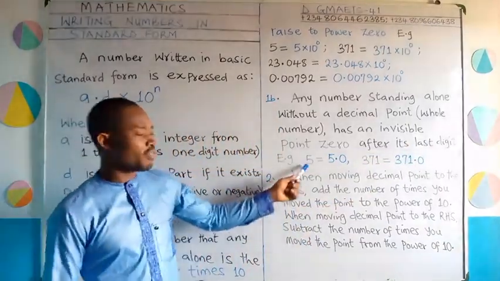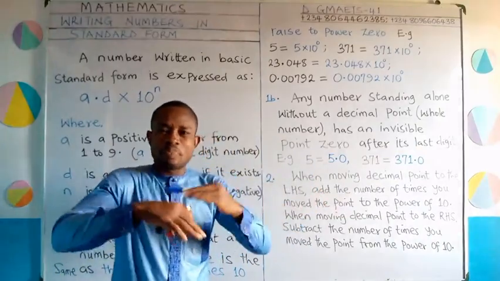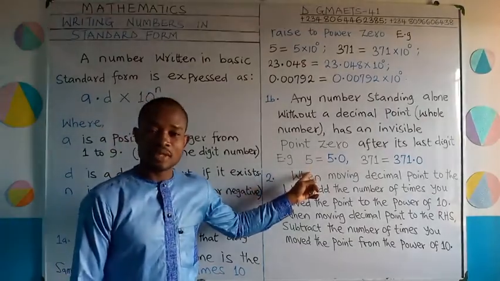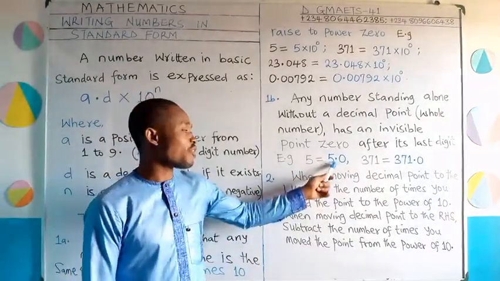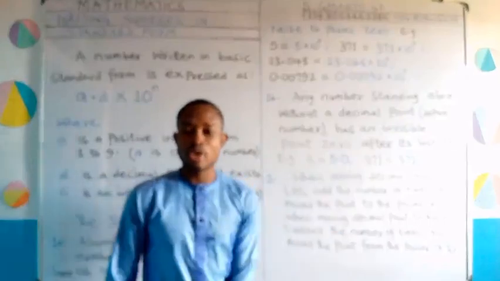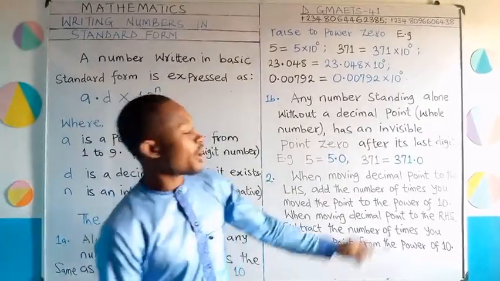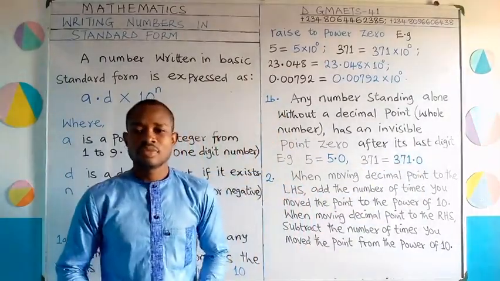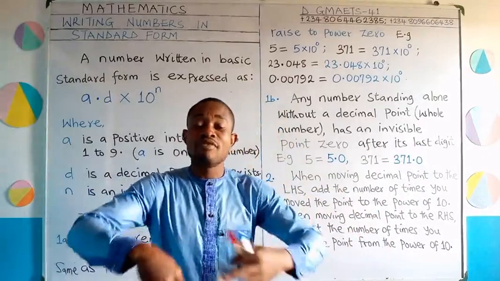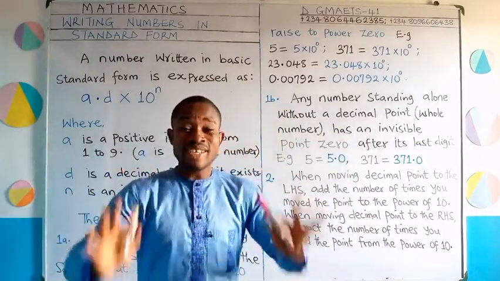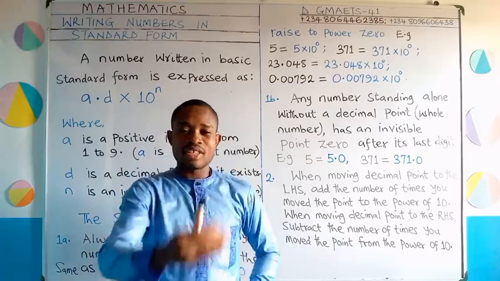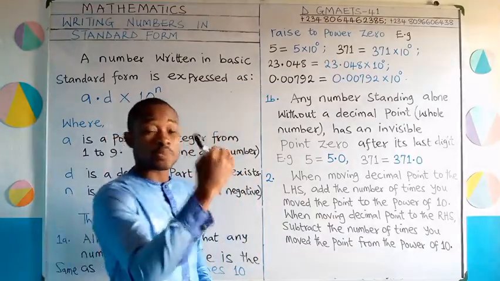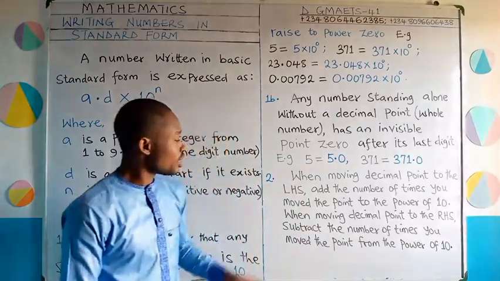For example, if you're given 5, there is nothing like points there. It's a whole number. You should know that this number 5 is the same as 5.0. What about 371? It's the same as 371.0. Does that make sense? So if I give you any whole number, please remember that there is a decimal point just after its last digit, and we have it as 0.0. You can write it that way.